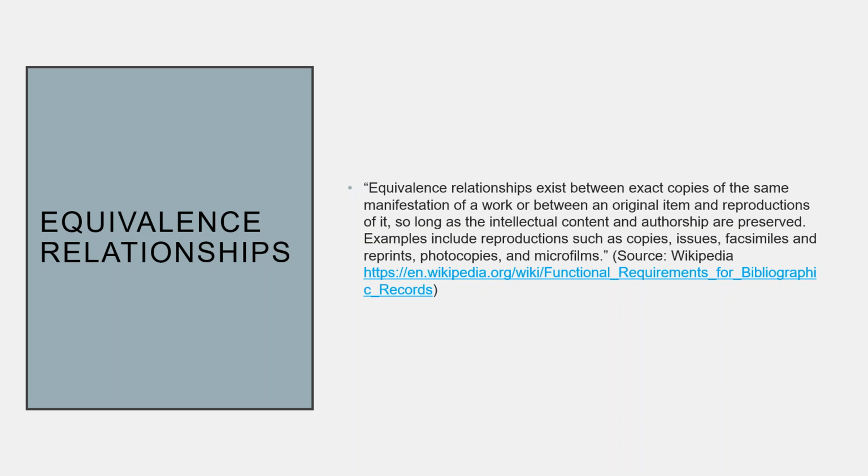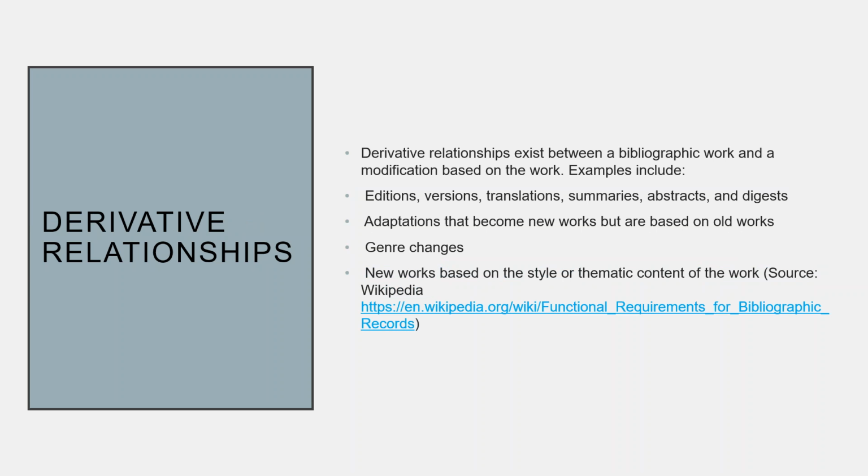All right, let's move on to our derivative relationships. So derivative relationships exist between a bibliographic work and a modification based on the work. Examples include additions, versions, translations, summaries, abstracts, and digests. Adaptations that become new works but are based on old works. Genre changes, and then new works based on the style or thematic content of the work. So in a derivative relationship, the content is changed, but all works are still related to the original work.